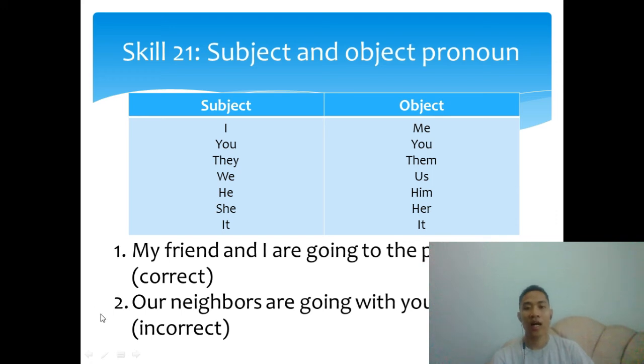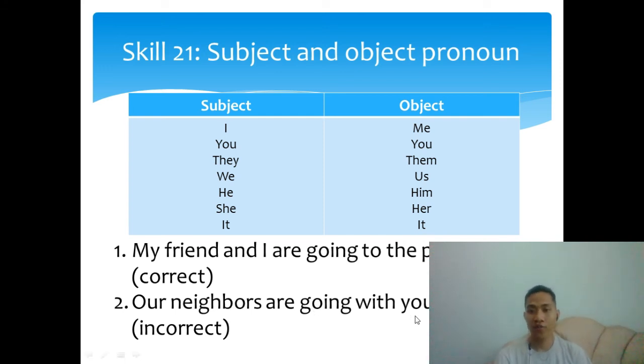Number two, our neighbors are going with you and I. This is incorrect. Why? You look at here. There are two pronouns, you and I. Okay. Are they subject or object in the sentence? They are object. How can you know if they are object? Because the position of you and I here are after the verb are going. Okay. So are going here is the verb, and then you and I are after are going. It means that they are object.